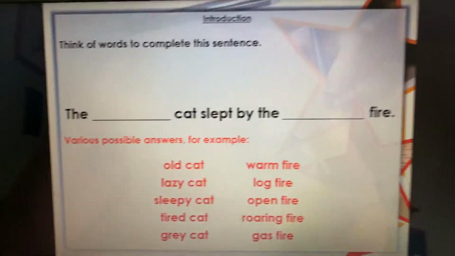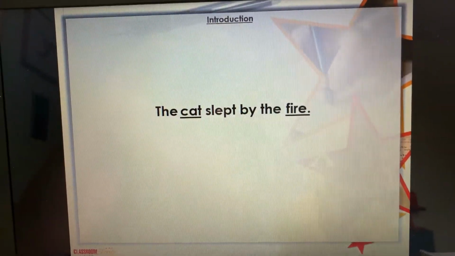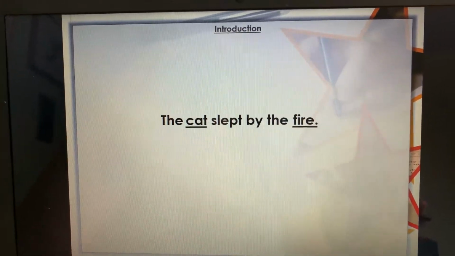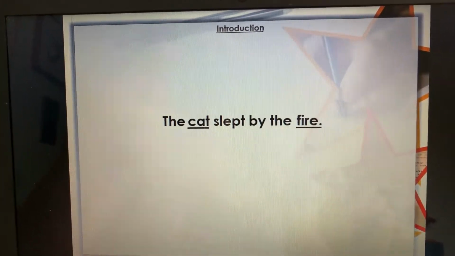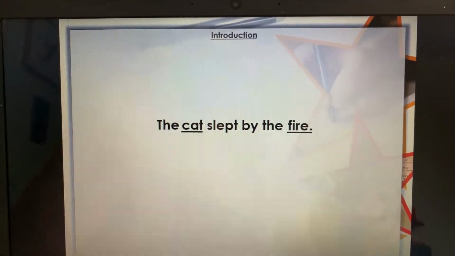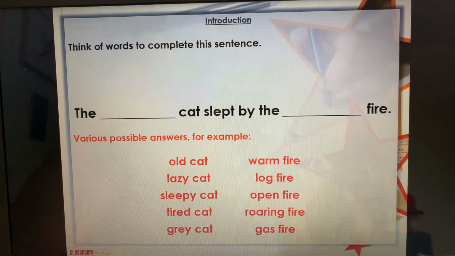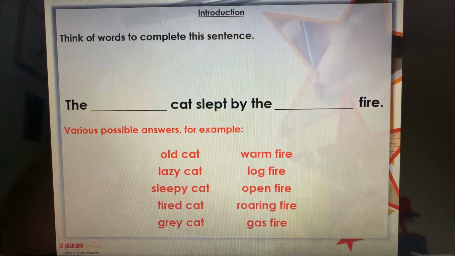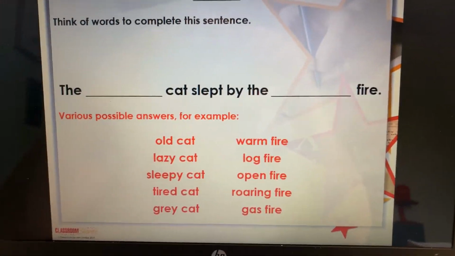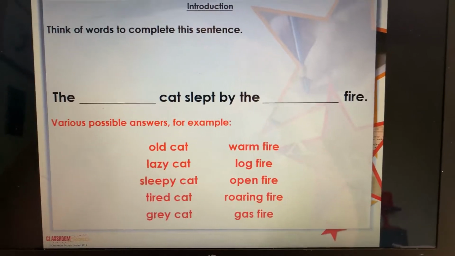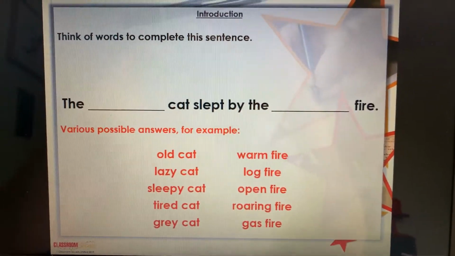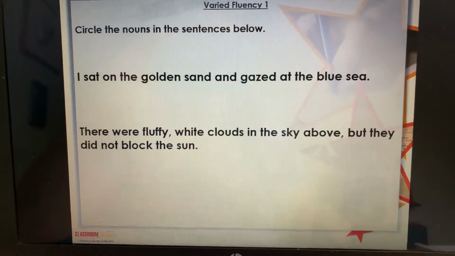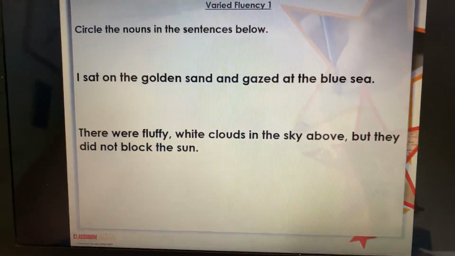So there we had a very simple sentence with two nouns, and they were simple noun phrases because they had the in front of them. So the cat and the fire, simple noun phrases. We then went on to expand the sentence and the noun phrase so that it sounds much better and is a bit more complex. When you expand, you put an adjective in front of a noun, and it becomes an expanded noun phrase.